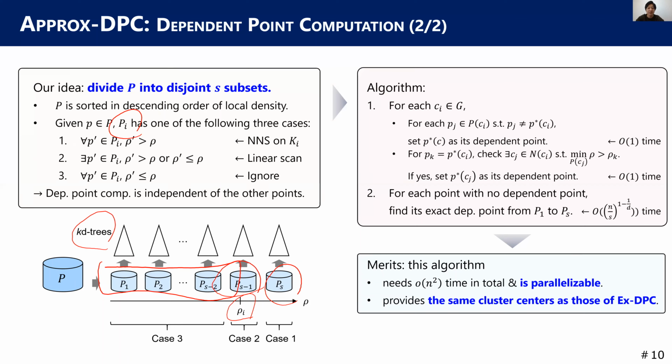By carefully setting the number of subsets, we have three merits. This algorithm needs sub-quadratic time. This algorithm is parallelizable because the evaluation for each point is done independently. And this algorithm provides the same cluster centers as those of EXDPC, the exact algorithm. This property provides an accurate clustering result.